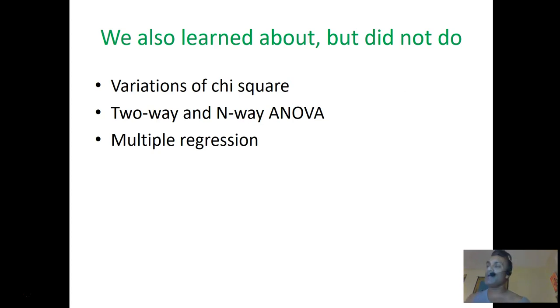We also learned, but we didn't do by hand, the variations of the chi-square, the McNemar's test, and Yates correction and things like that. We didn't learn how to compute them, but I want you to know what they are and when to use them. We also learned what a two-way and an n-way ANOVA is, but again, we won't be computing those. I just want you to know when to use them and what they are. And we will have also learned what multiple regression is. We will not be doing multiple regression computations. It's way too hard, but I want you to know what it is and when we would use it.